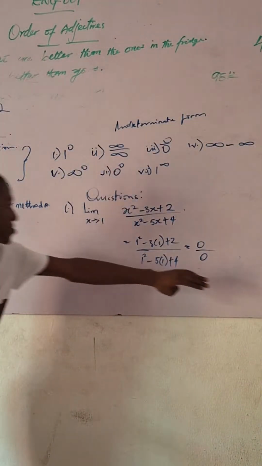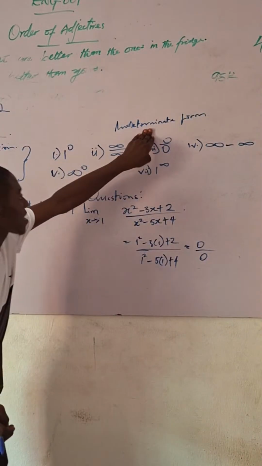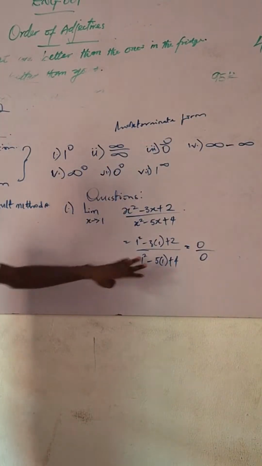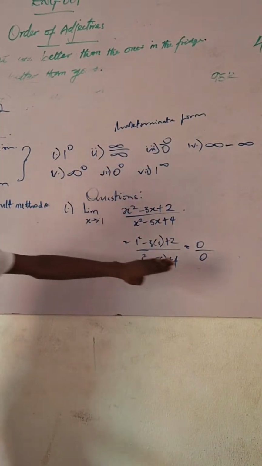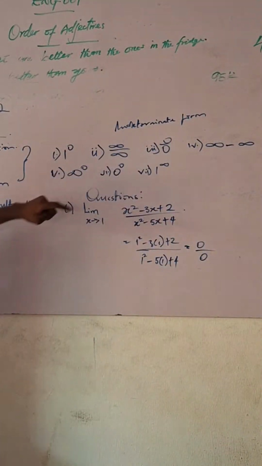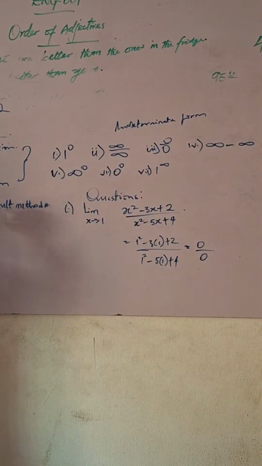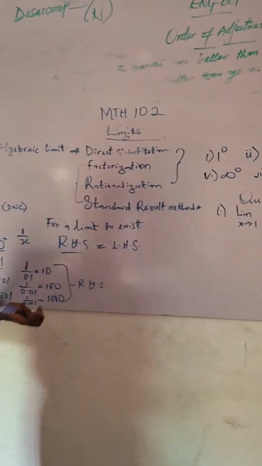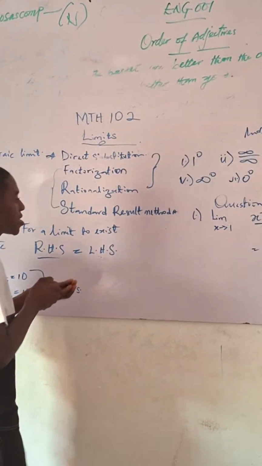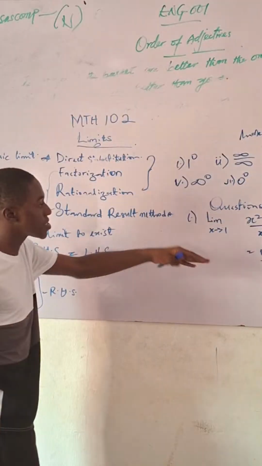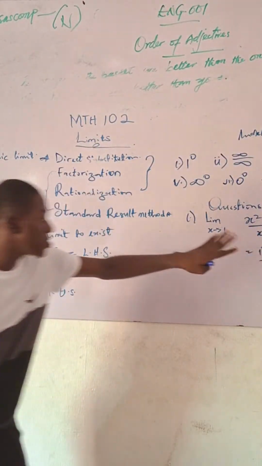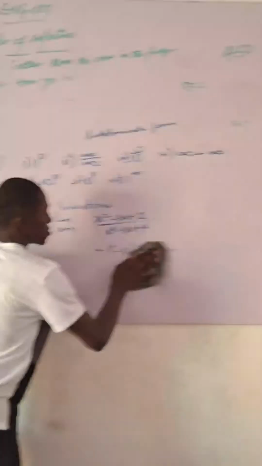So I got 0 by 0. It's one of the indeterminate forms. Since by using direct substitution I get 0 over 0, and 0 over 0 is an indeterminate form, I have to fall back to one of these methods. I'll either use factorization, rationalization, or the standard results method. When do you use rationalization? When you have a square root, basically. For this kind of question, factorization will be the best.